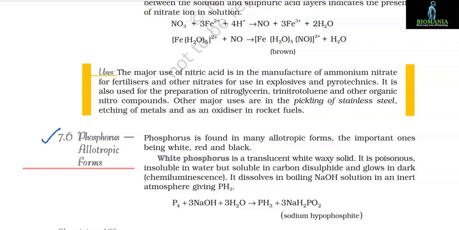7.6. Phosphorus allotropic forms. Phosphorus is found in many allotropic forms, the important ones being white, red and black. White phosphorus is a translucent white waxy solid. It is poisonous, insoluble in water but soluble in carbon disulfide, and glows in the dark, that is chemiluminescence. It dissolves in boiling NaOH solution in an inert atmosphere giving PH3. The reaction is P4 + 3NaOH + 3H2O gives PH3 + 3NaH2PO2, and it is sodium hypophosphite.